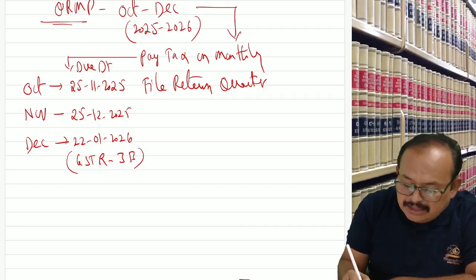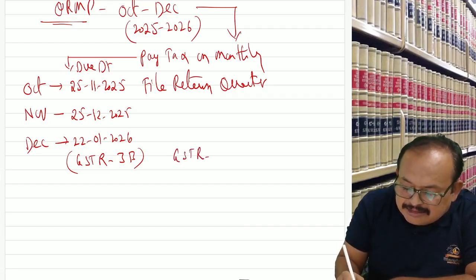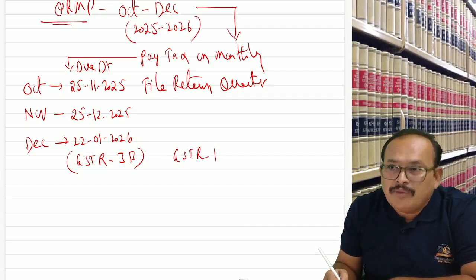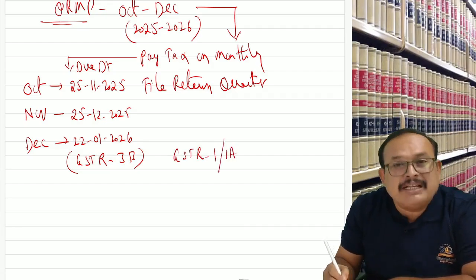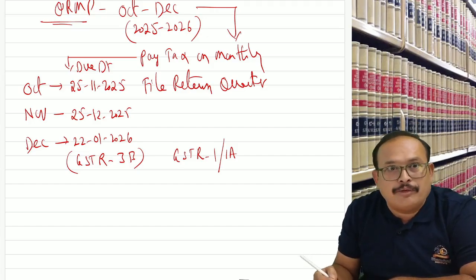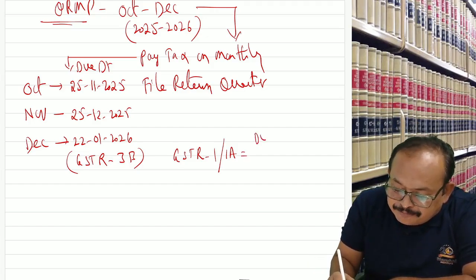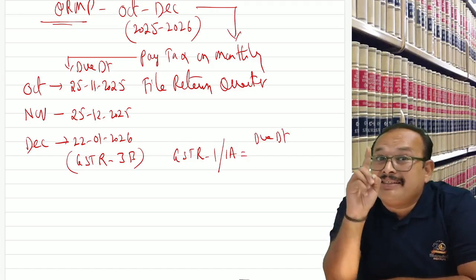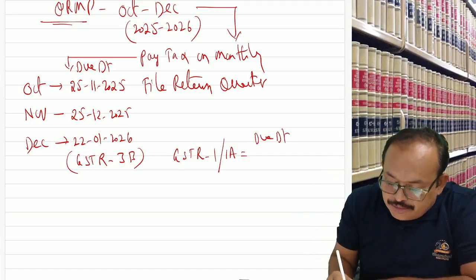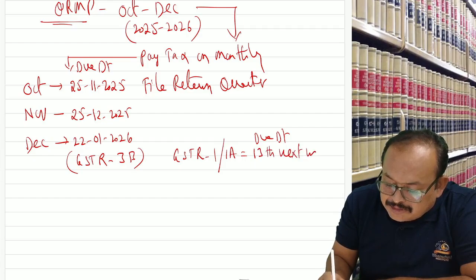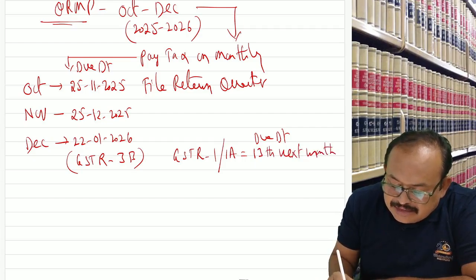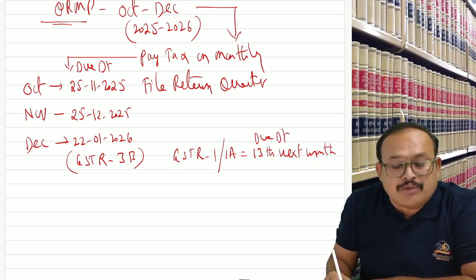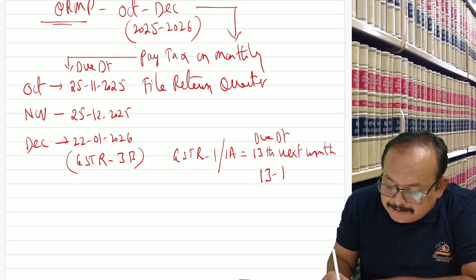Okay, sir. What about the GSTR 1, sir? 1 or 1A? Quarterly only 1. This is the due date, not the 11th of the following month. It is the 13th of the next month. Meaning, in the given case, the following month from the end of the quarter. Means what? By 13th January 2026.